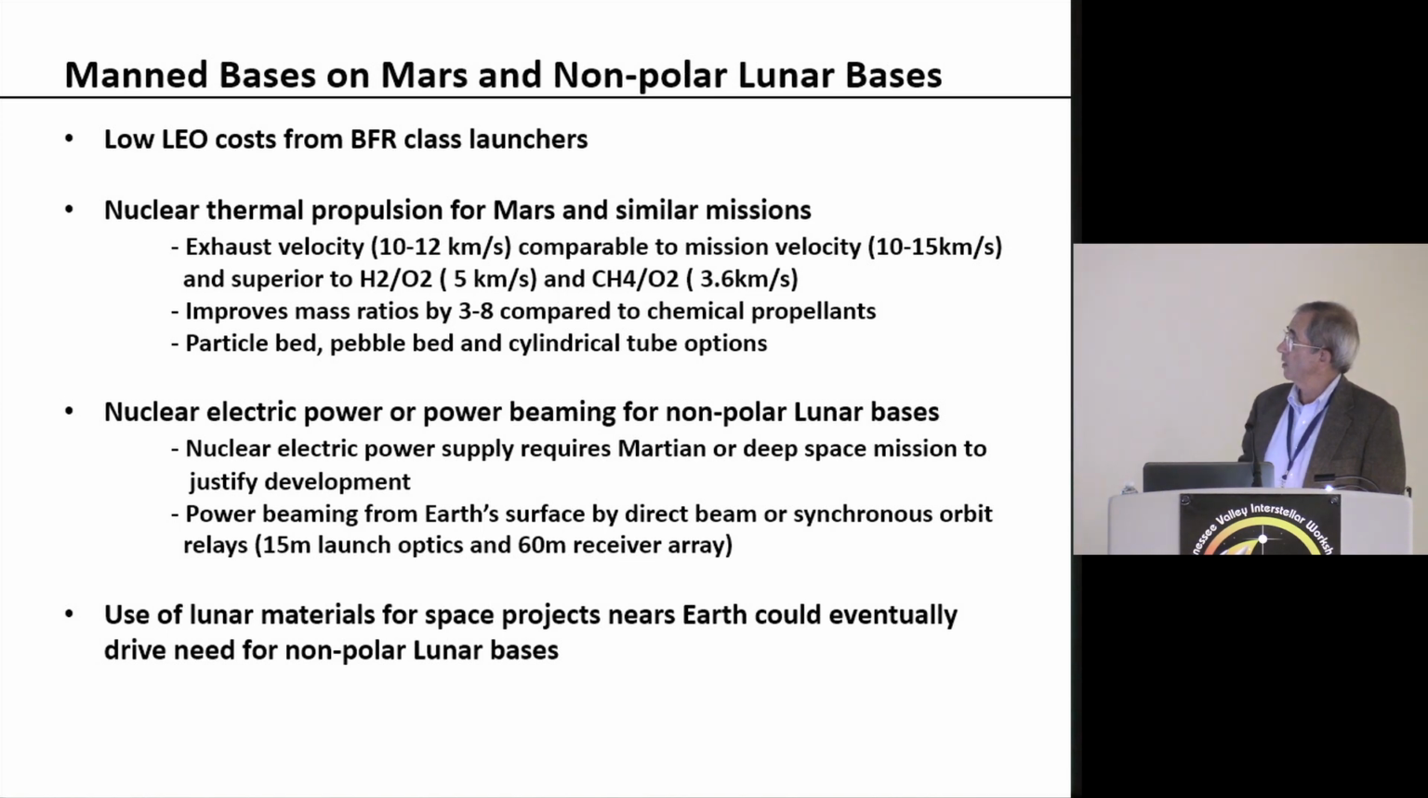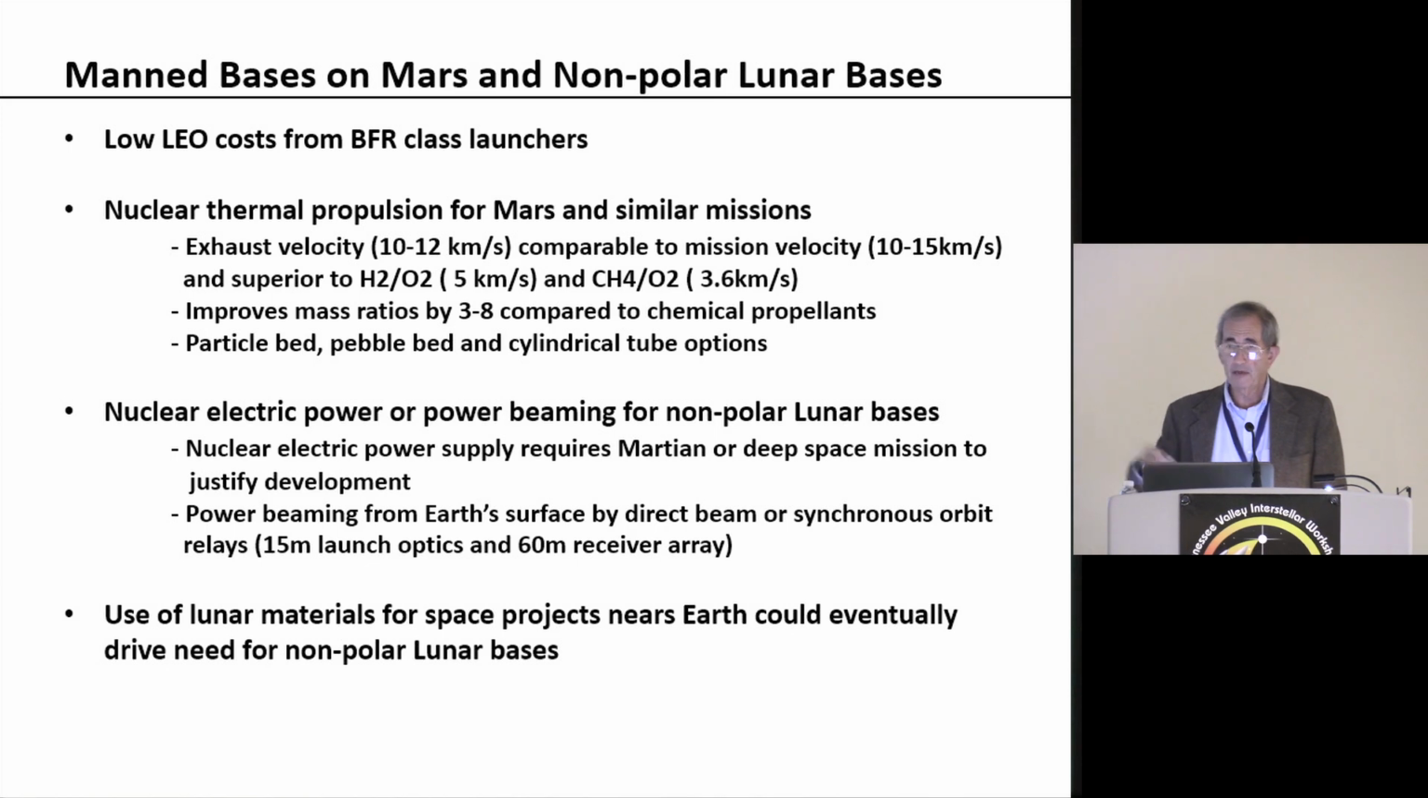And particularly if you're going to Mars, you can really enhance that mission with nuclear thermal propulsion, and also for similar missions of that sort of delta V. This is not a new idea. This is why back in the 50s, they had the NERVA rocket program. The basic characteristic is, of course, the exhaust velocity from nuclear thermal is in the 10 to 12 kilometers per second range. And that's kind of in the range for your delta Vs for Mars missions, 10 to 15 kilometers per second, depending on how you've structured the mission.